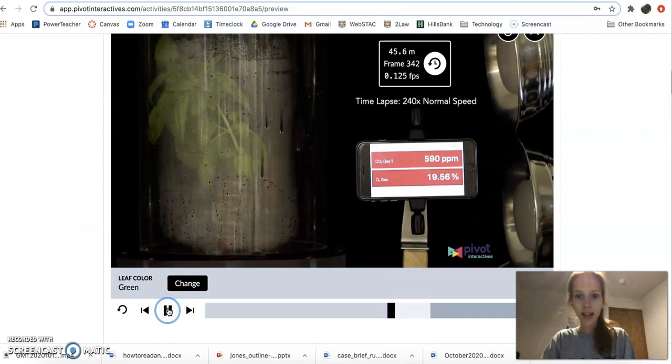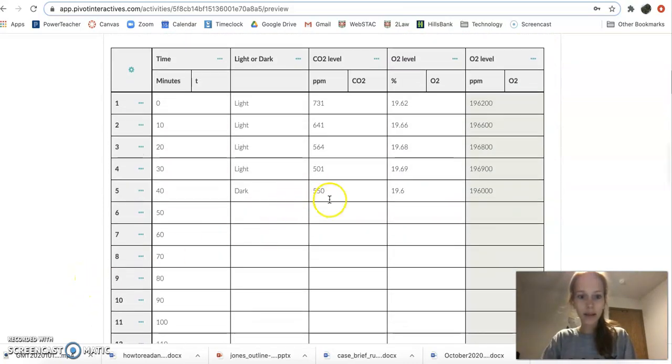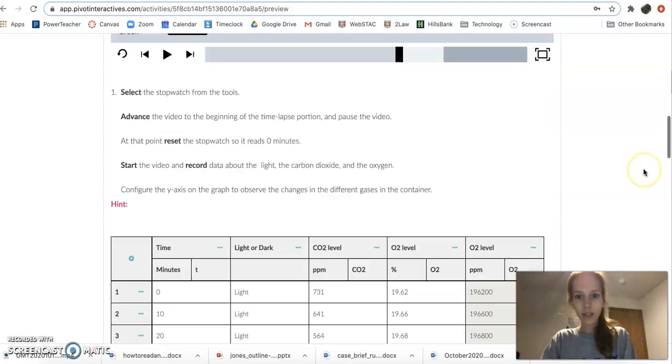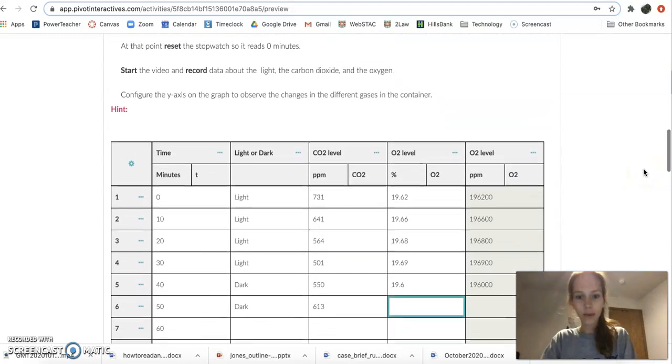All right, let's get our 50-minute data. You guys should be getting a hang of this now. If you're bored of me, just turn me off and take your own data. So we've got 613 ppm. Whoa, something changed there. We'll talk about it. Still dark. Hopefully you noticed we're going up now. And what's our O2 level? 19.54.